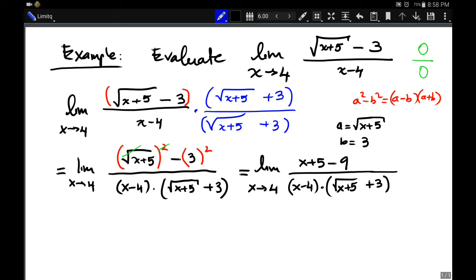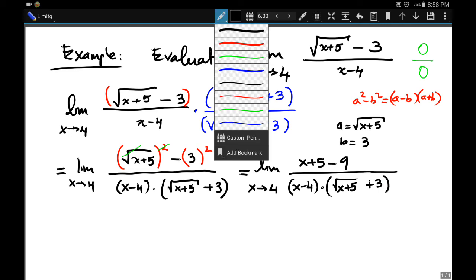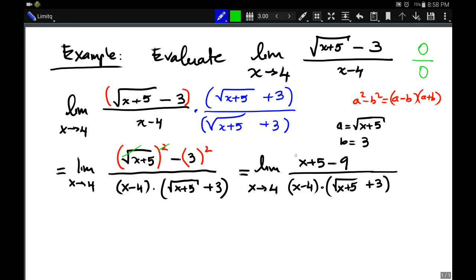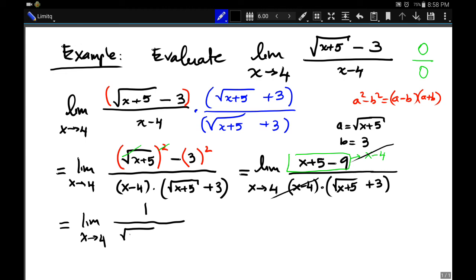Here x approaches 4. Let's see what happens. If you just simplify the numerator, the numerator in here becomes x minus 4, right? So we can cancel this and this term, and then we are left with 1 over square root of x plus 5 plus 3. Okay, algebraically we simplified the original expression right here, and then we ended up with this one.